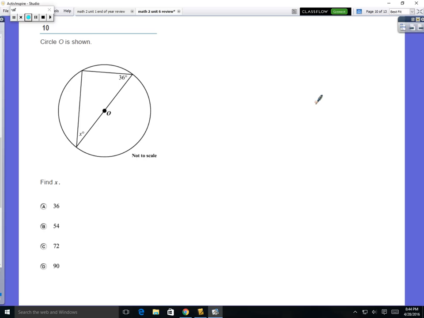10. Find x. Okay, this is a diameter. So it's going to cut this circle in half. That means this arc measures 180 degrees. Which means the angle that makes it is this angle right here. It will measure 90 degrees.